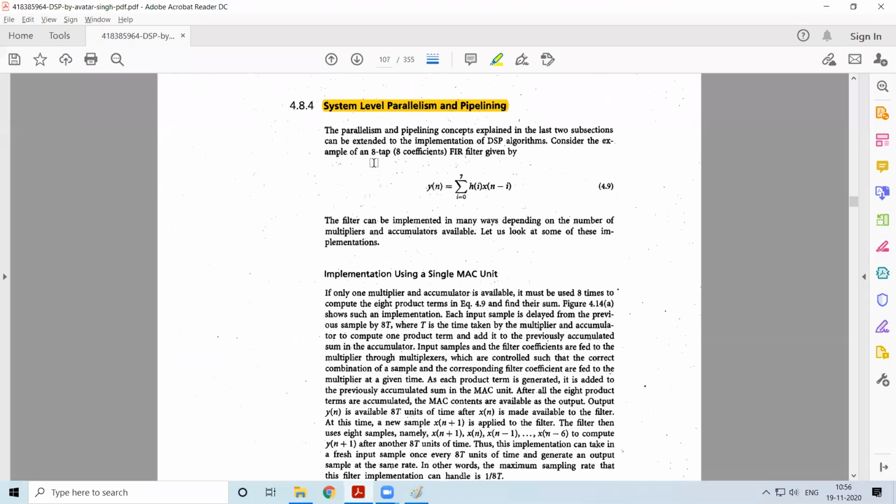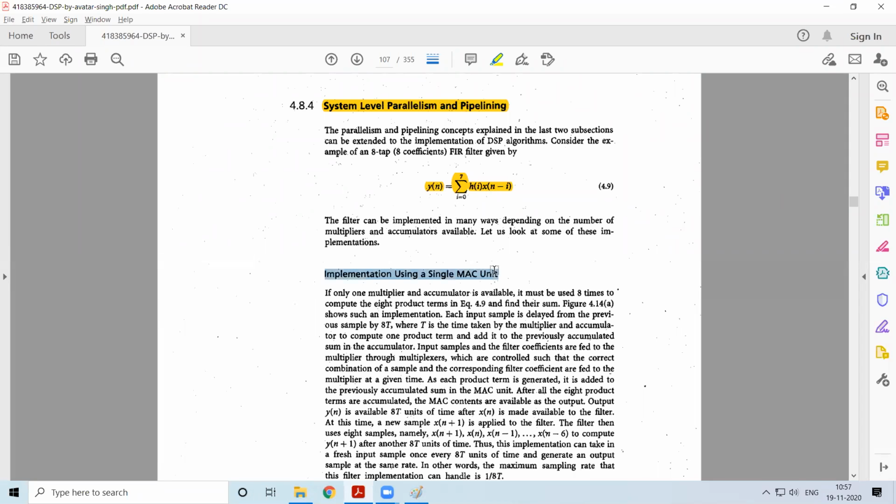Now, apart from that, system level pipelining. If you observe this equation, it is actually the convolution of these two. I would specify it as a circular convolution, which has an 8-bit sequence. You can see h of i into x of n minus i. So it is h of 0, h of 1, h of 2 up to h of 7, and here x of n minus 0, n minus 1, n minus 2. If I have to calculate the first y of 0, then substitute n equal to 0 in this equation and you get the first value. Then put n equal to 1 and you get the next.